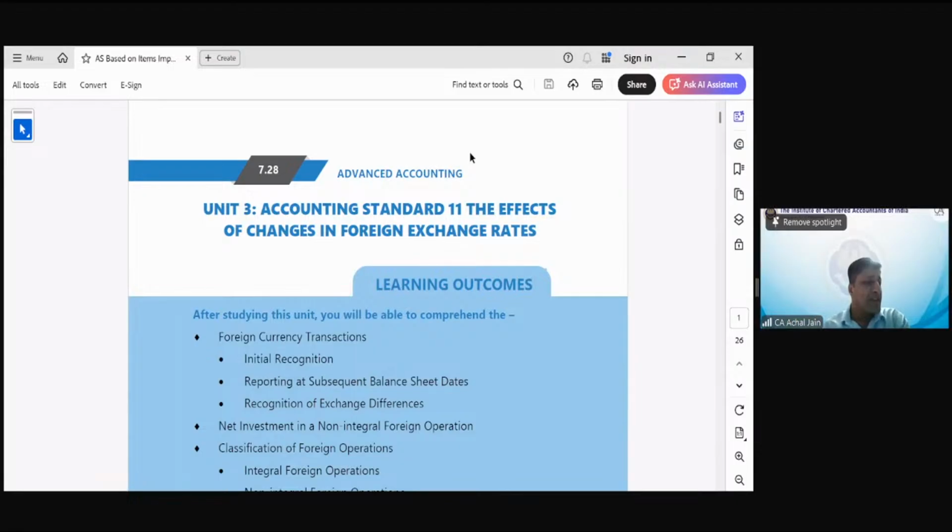What makes you say that it is saying it is neither extraordinary, nor prior period, nor exceptional? Where do you find that written in the question? Let me go back to the solution. Just give me a minute. I'll have to open that document. Just give me a minute, Ishan.